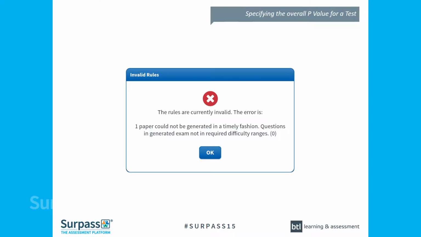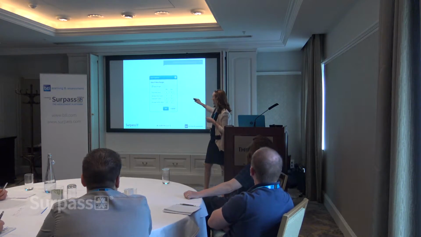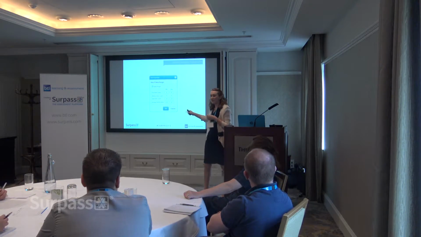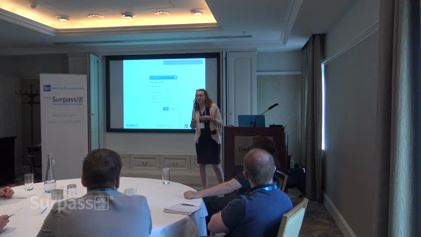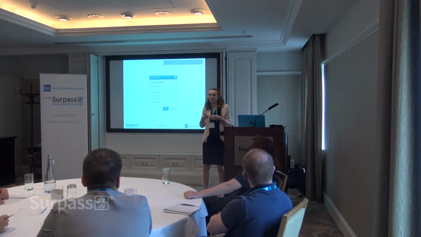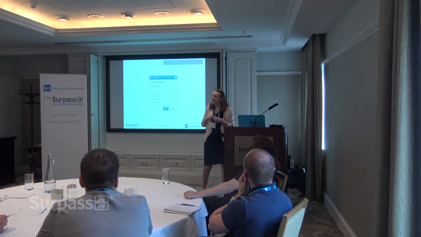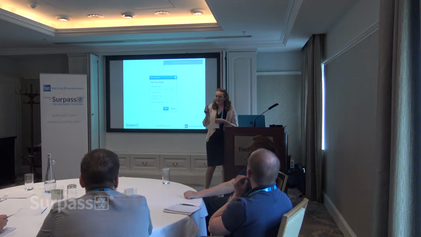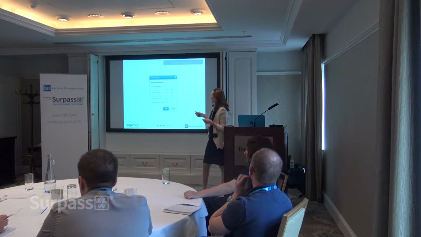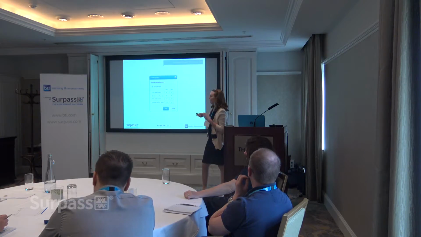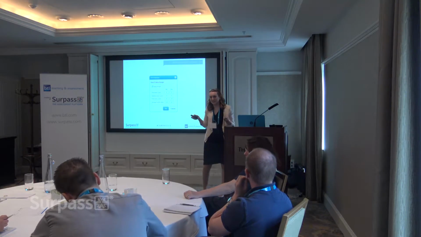If I just go back, it's not just that you can specify how many, but you can also put in an average. If you've got some sort of specification that says the average difficulty level for your test must be X, you can put it in there. Obviously we provide a range because it would be very difficult to get the exact p-value right, I imagine. But you can put in here your minimum and your maximum for the average for your test as a whole.